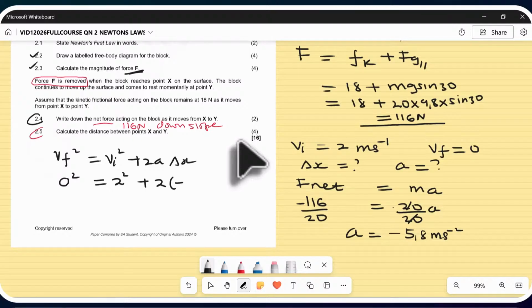2 times 5,8. And so our distance here, what do you get, calculators? What do you get? Here I'm getting 0,34 meters. 0,34 meters.